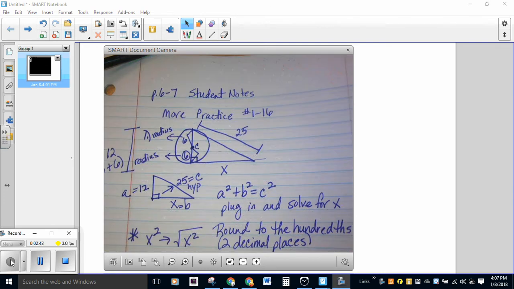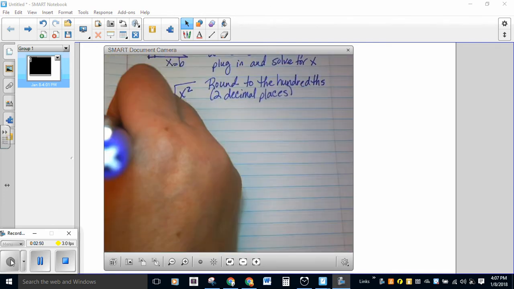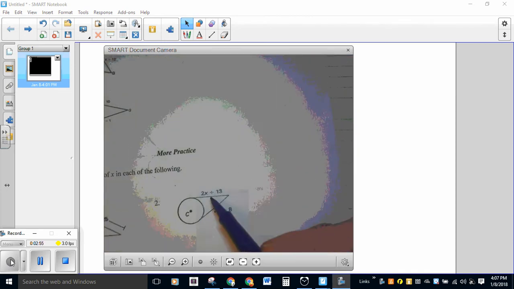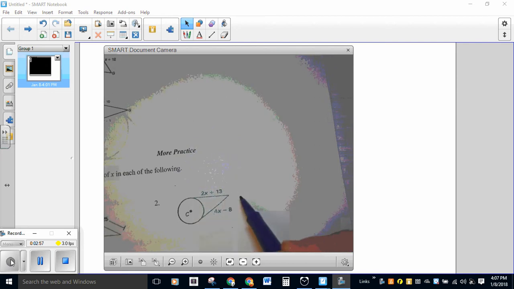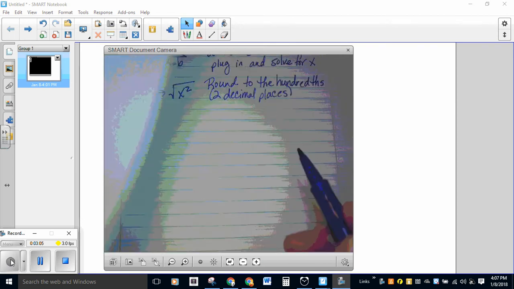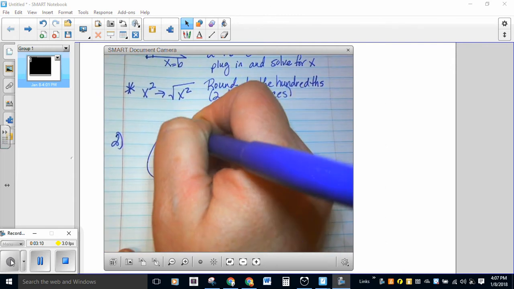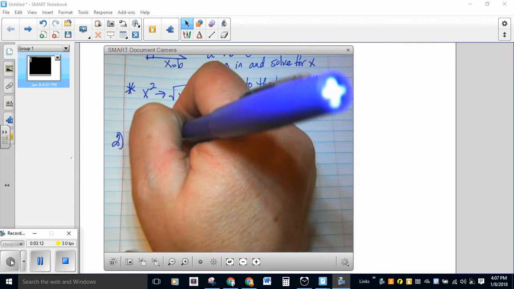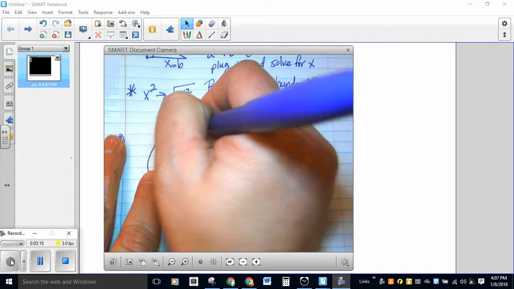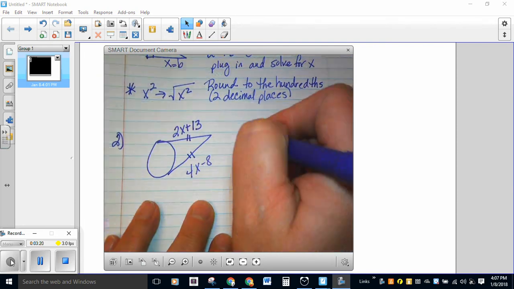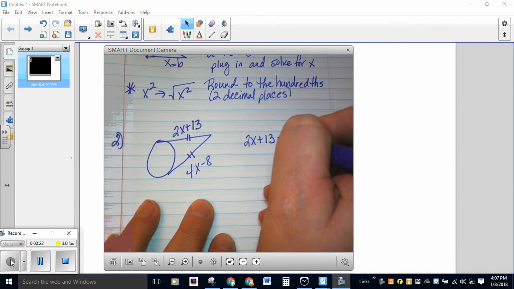All right, for problem number 2, we're told that when 2 lines are tangent to the same circle from a point outside of the circle, then these 2 parts are congruent to each other. Congruent meaning they are equal. So on that particular problem, this line segment and this line segment are equal. So 2x plus 13 and 4x minus 8 are congruent, which means they're equal. So 2x plus 13 is equal to 4x minus 8.